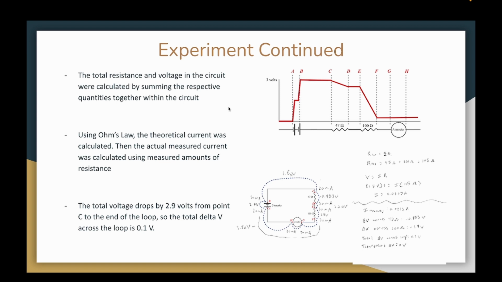The total resistance and voltage in the circuit were calculated by summing the respective quantities together within the circuit. Using Ohm's law, the theoretical current was calculated, and then the actual measured current was calculated using measured amounts of resistance. And you can see the calculations for that over here. The total voltage drops by 2.9 volts from point C to the end of the loop, so the total delta V across the loop is 0.1 volts, and you can see that here. And here you can see a little diagram of the measured voltages across all the points that we took.